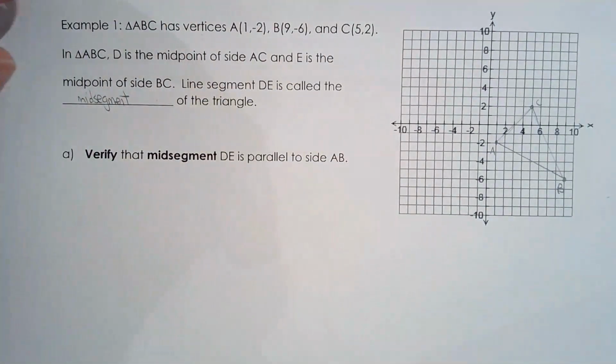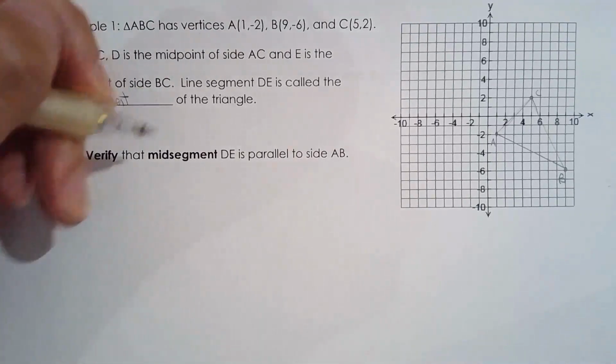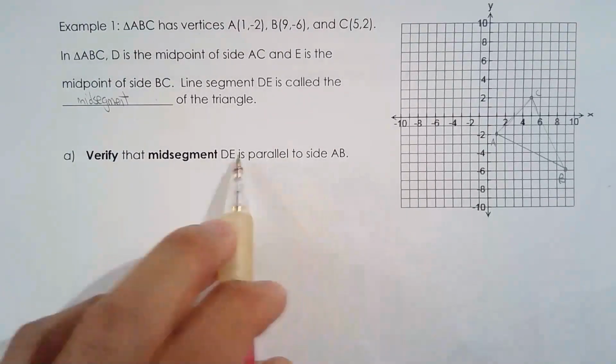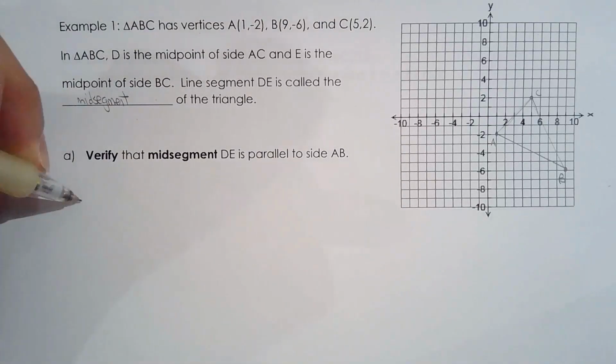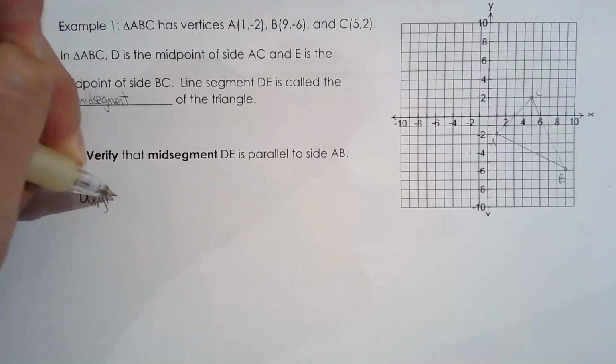All right, so verify the midsegment DE is parallel to side AB. So I have to show that the two have the same slope, but guess what? I need to find the midpoints first. So D, E, so I have to find D first.